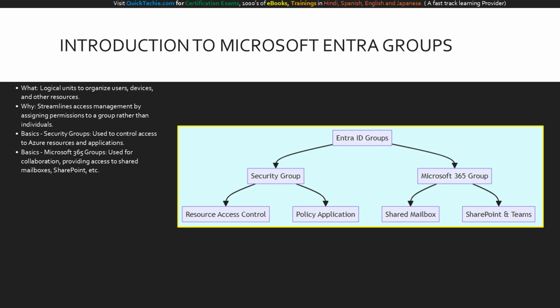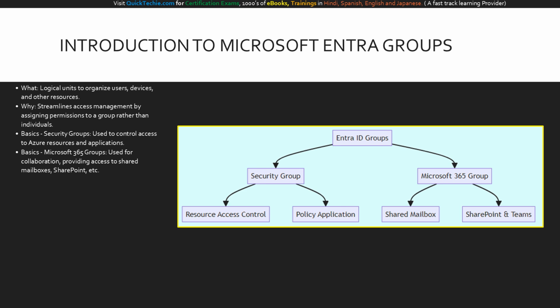What are they? Groups are logical units used to organize your users and devices. The primary reason we use groups is to streamline access management. Instead of assigning granular permissions to 100 individual users, you assign the permissions to one group and add the 100 users to it. In Entra ID, you must choose between two basic group types.